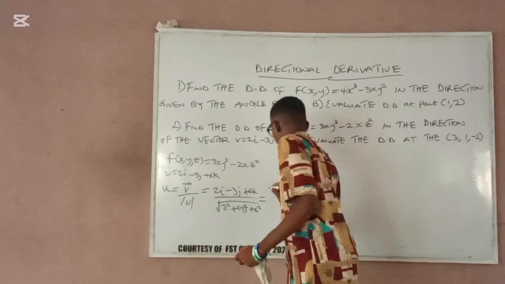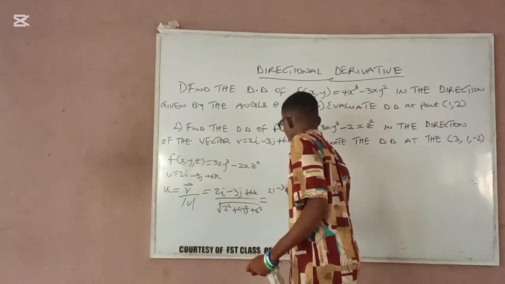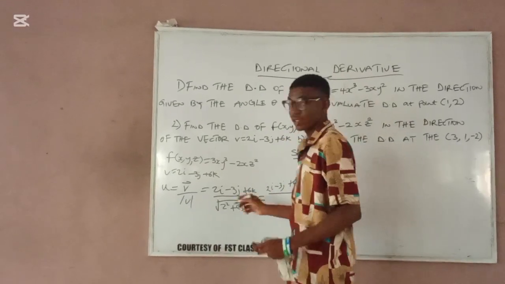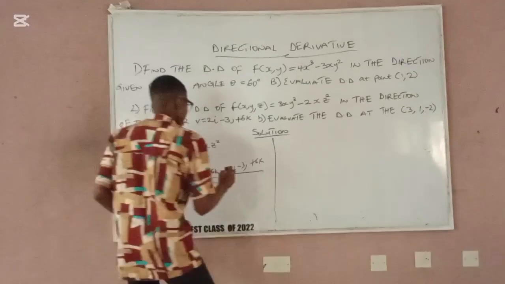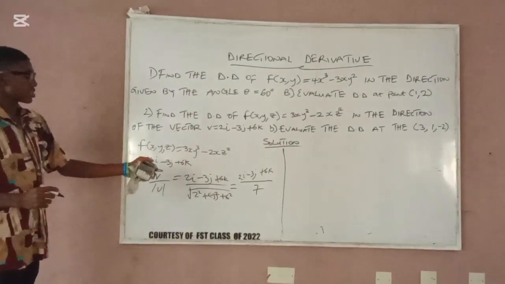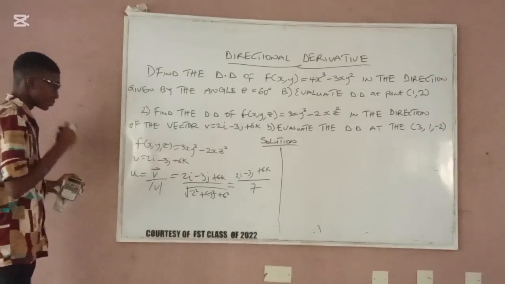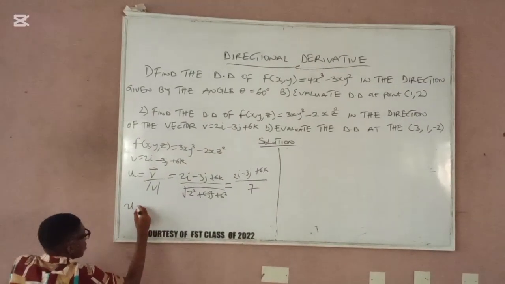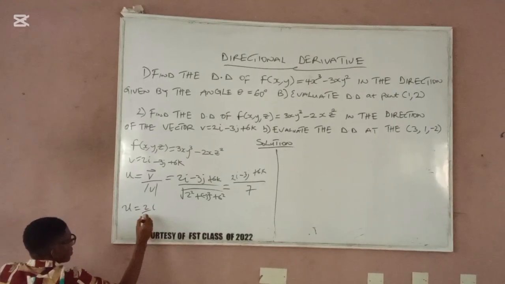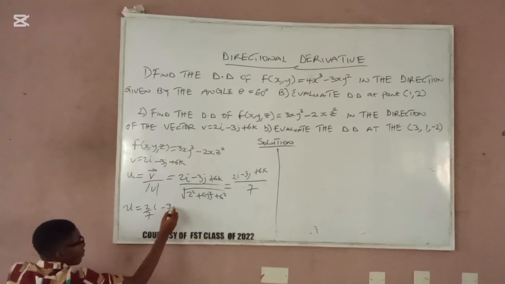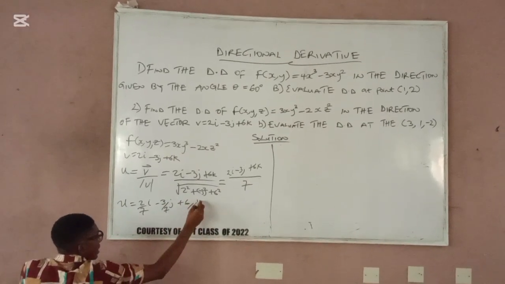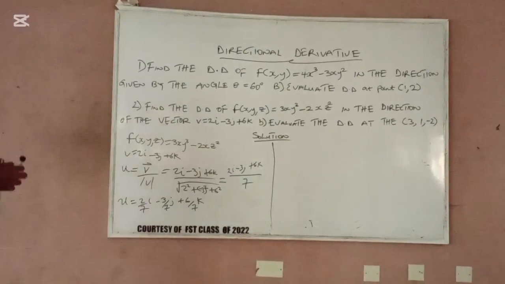So you have 2i minus 3j plus 6k all over, and the square root of 2 squared plus minus 3 squared plus 6 squared is 7. Our unit vector now equals 2 over 7 i minus 3 over 7 j plus 6 over 7 k. This is our unit vector, our u.